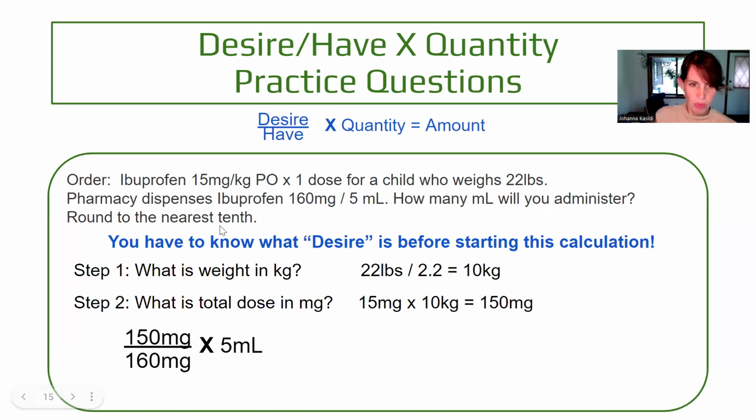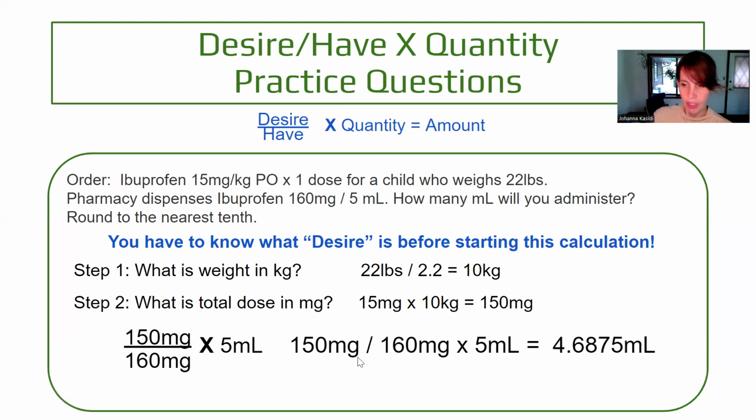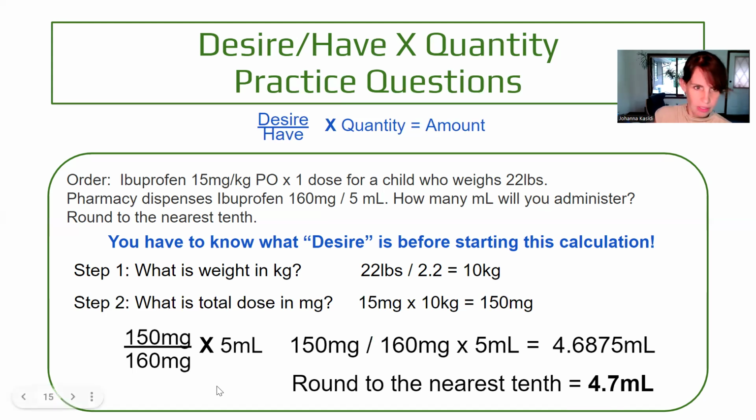Now we can use the desire over have times quantity. I have desire 150. What I have is 160 over 5 milliliters. And when you do the math out, then you get this long number, and it says round to the nearest tenth. And this is a tenth spot here. This is an 8, so this is going to change into a 7, and this is the answer.